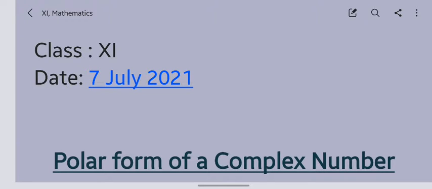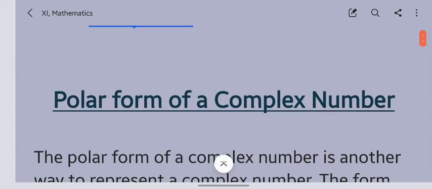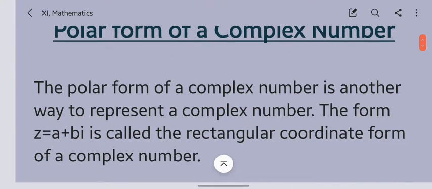Today we'll continue with the chapter complex numbers and quadratic equations. And the topic for today is polar form of a complex number. In the previous class, we have seen how a complex number is represented on a Cartesian plane, and that is called the Argand plane. And today we'll see the polar form of a complex number. The polar form of a complex number is another way to represent a complex number.